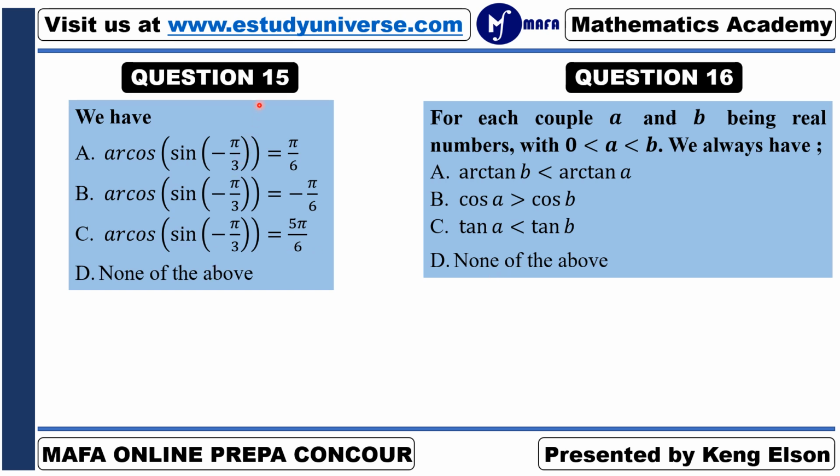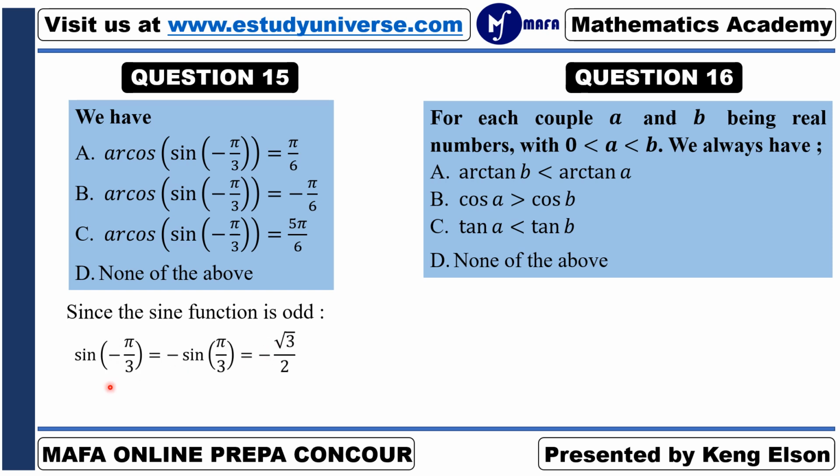Alright, question 15. We have A, cos inverse of sine of negative pi over 3, equal to pi over 6, or negative pi over 6, or 5 pi over 6, or none of the above. So first of all, the sine function is an odd function. So we first of all deal with the interior before taking the cos inverse. So since the sine function is an odd function, it therefore means that the sine of negative pi over 3 is the same as negative the sine of pi over 3.